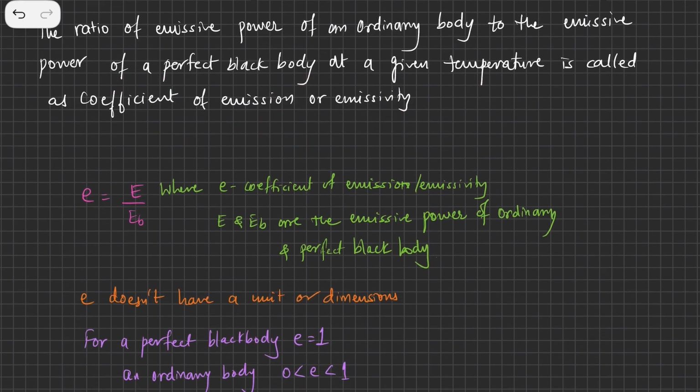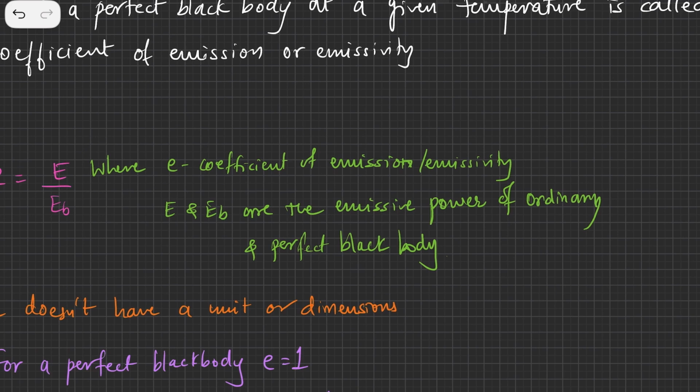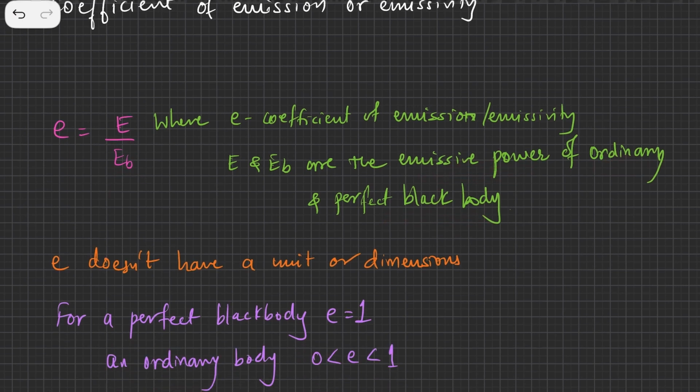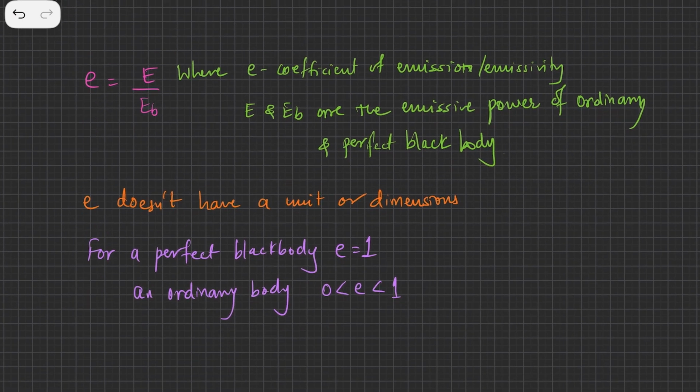So the formula for that is e = E/EB, where small e stands for coefficient of emission, or emissivity, capital E stands for the emissive power of an ordinary body, and EB stands for the emissive power of a perfectly black body. Because small e is a ratio, the units of emissive power will cancel, and e will not have any unit or dimension. So emissivity does not have any unit or dimension.